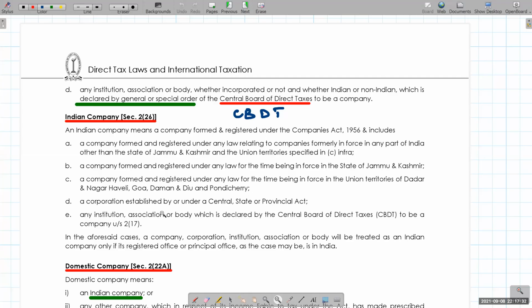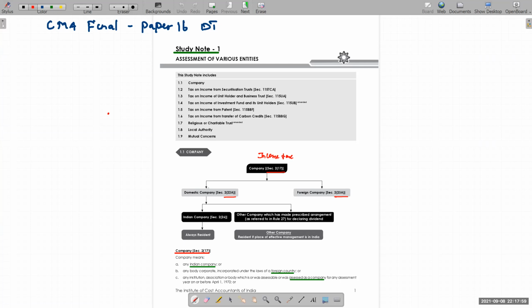Are you clear about point D? The CBDT, Central Board of Direct Taxes, can declare some association or institution, whether incorporated or not, whether under Indian or non-Indian laws. Even without incorporation, it has the power to declare it through special or general orders as a company. Understood? Are you clear about section 2 subsection 17?